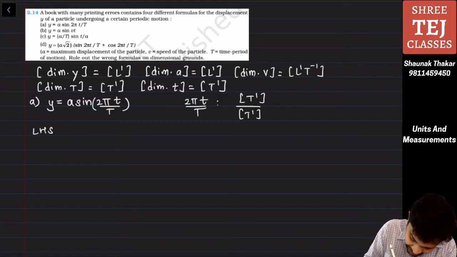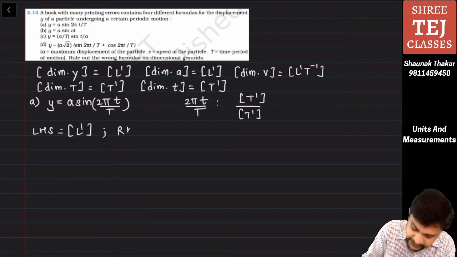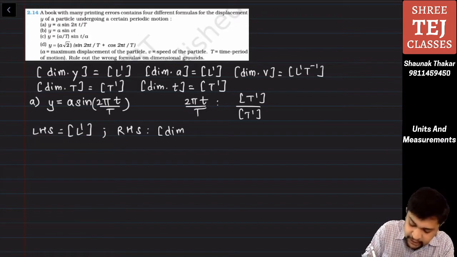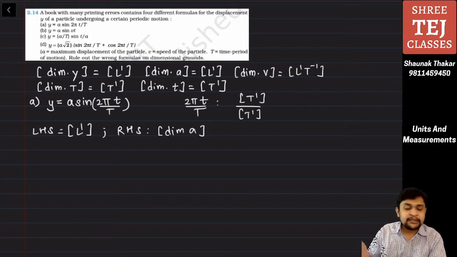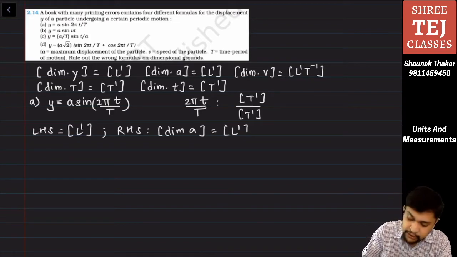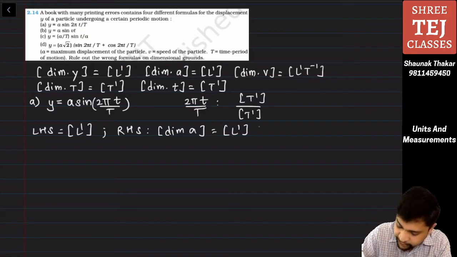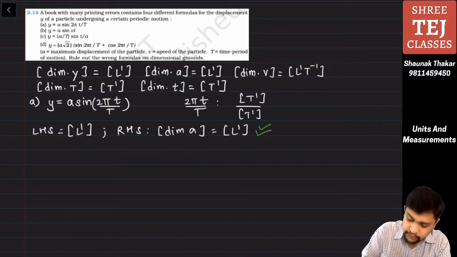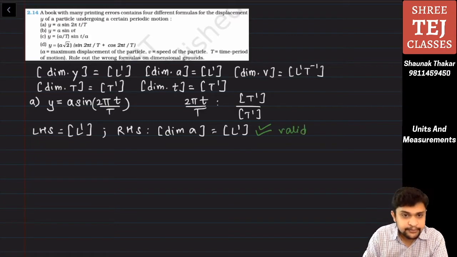LHS is L raised to 1. RHS, what is happening? Dimension of A into sine's dimension. Sine's dimension is nothing, it is dimensionless, so it is L raised to 1. Therefore, it is valid. This is valid. Okay.